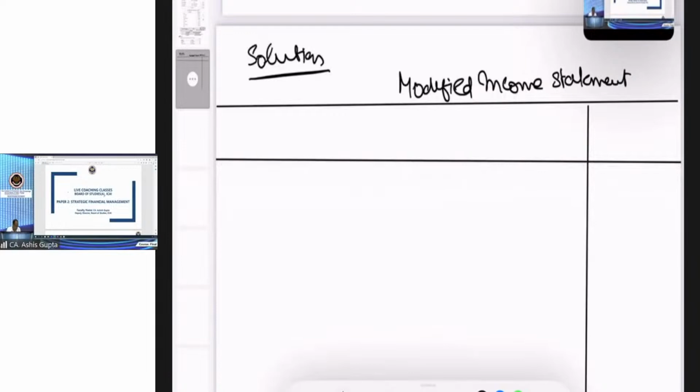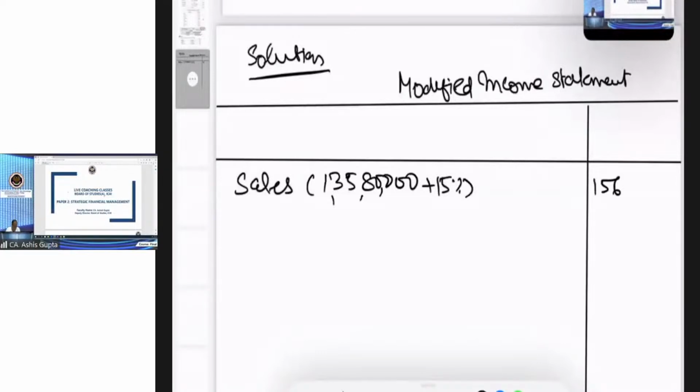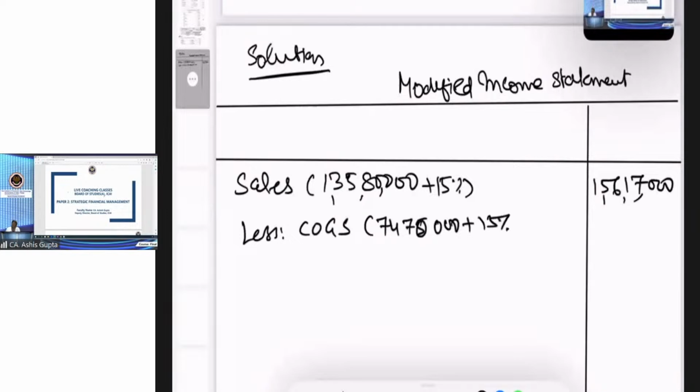First, we shall write the sales. There is an increase of 15%. Less cost of goods sold. It is in the same proportion.